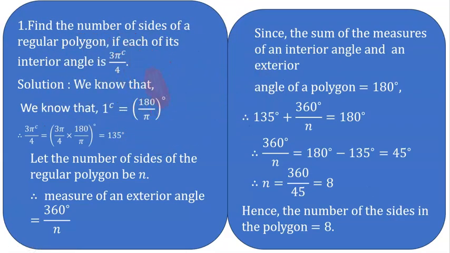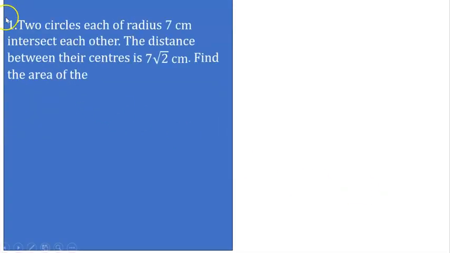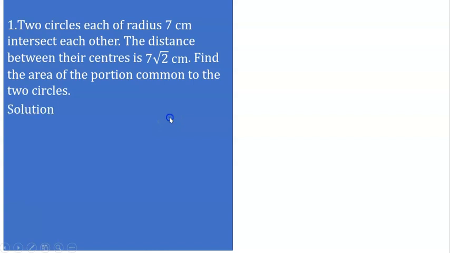Now next, this is question number 2. Two circles, it's by mistake I had written it's one, but this is question number 2. Two circles, each of radius 7 centimeter, intersect each other. The distance between their centers is 7 root 2 centimeter. Find the area of the portion common to the two circles.